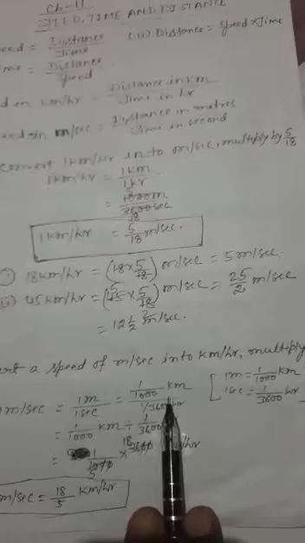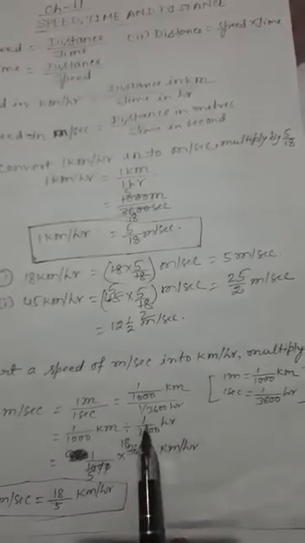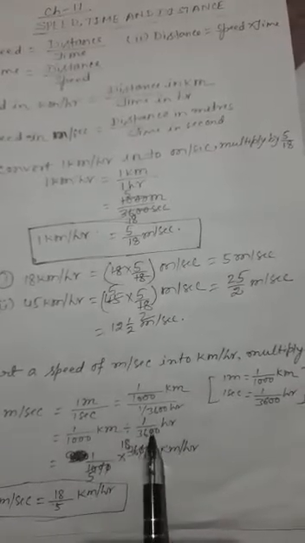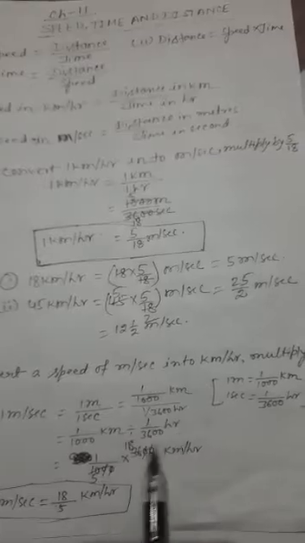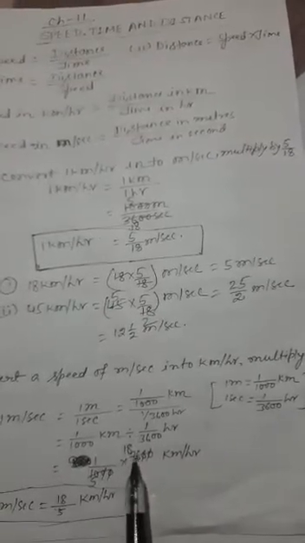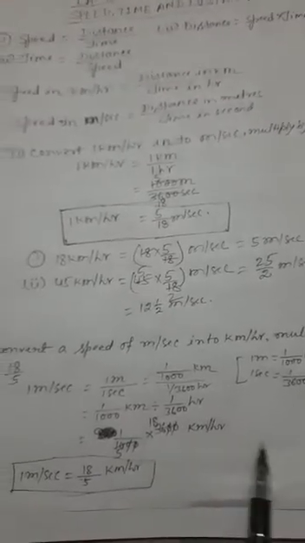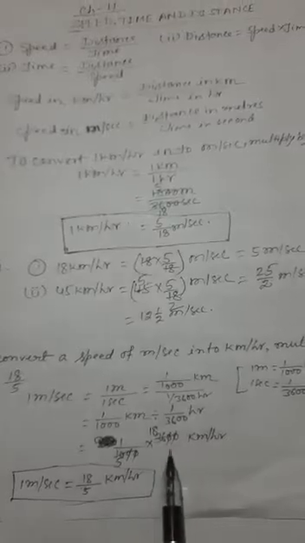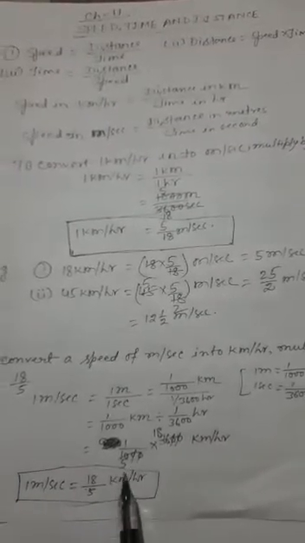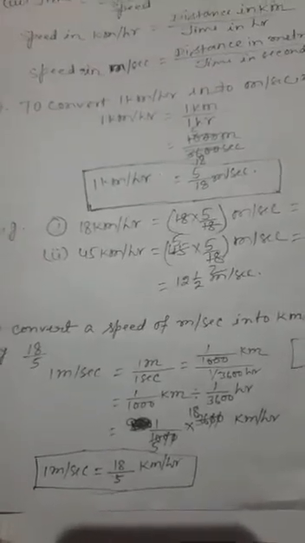So 1 by 1000 kilometer divided by 1 by 3600 hour. Now if we convert this division into multiplication, it will be reversed. So it will be 3600 divided by 1000 kilometer per hour. On simplifying, the zeros will cancel out. Again 2 eighteens are 36 and 2 fives are 10. So 1 meter per second is equal to 18 by 5 kilometer per hour.